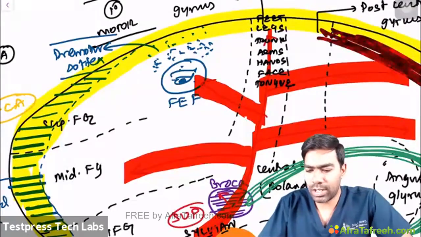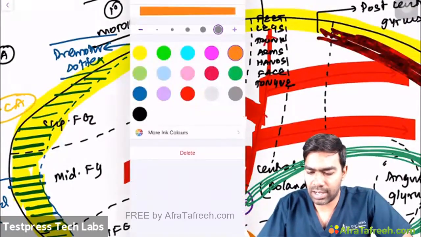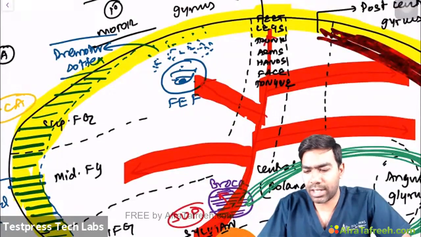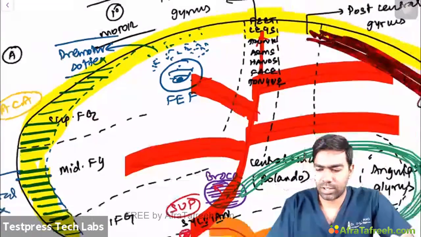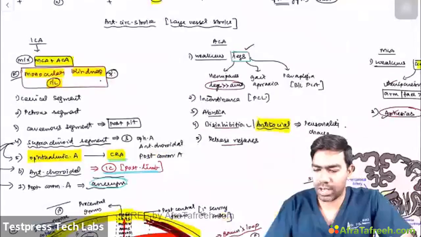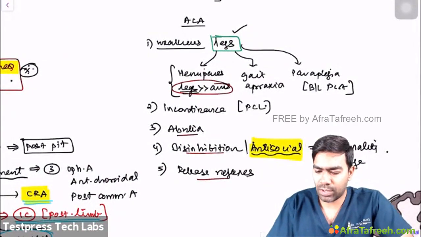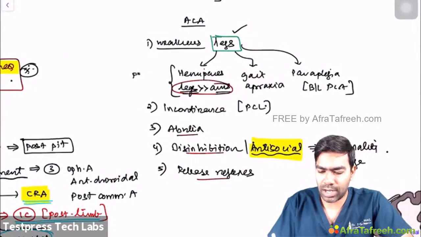So what you're noting here is this ACA territory infarct typically is going to affect the feet and the legs predominantly. So feet will never be spared in the setting of an ACA territory infarct, and feet will never be involved in the setting of an MCA territory infarct. That's why I told you, when you get a cortical stroke due to ACA, your leg weakness will always be more than the arm weakness, and feet involvement will be definite.